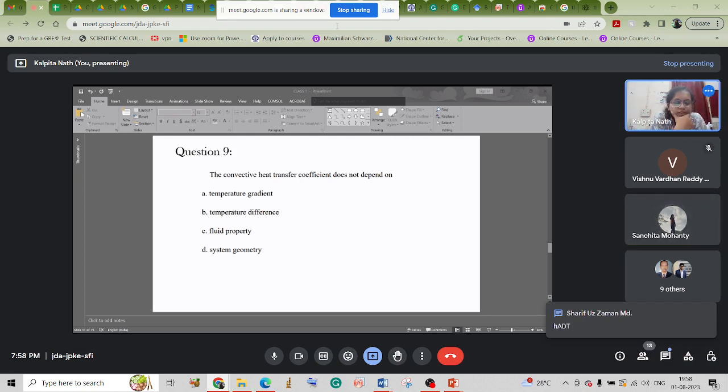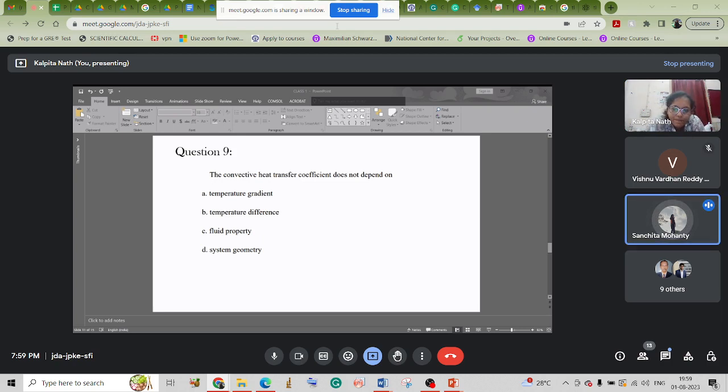And what is forced? Ma'am, if an external agent is used, for example, a blowing fan or something, then heat transfer takes place. So, what is the equation that governs the convection? Ma'am, Newton's law of cooling. Okay, so then what will be the answer here? Ma'am, option A.